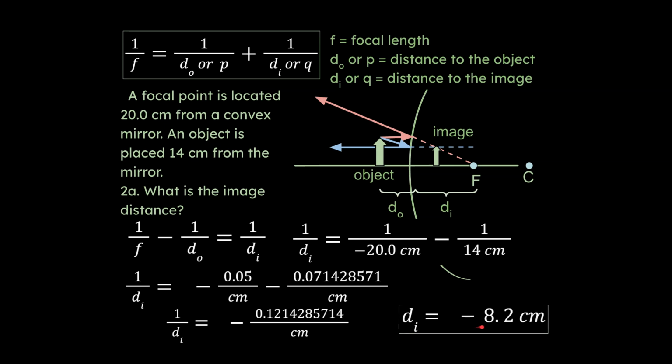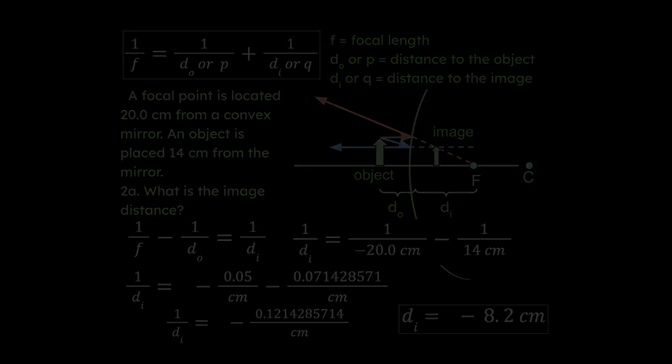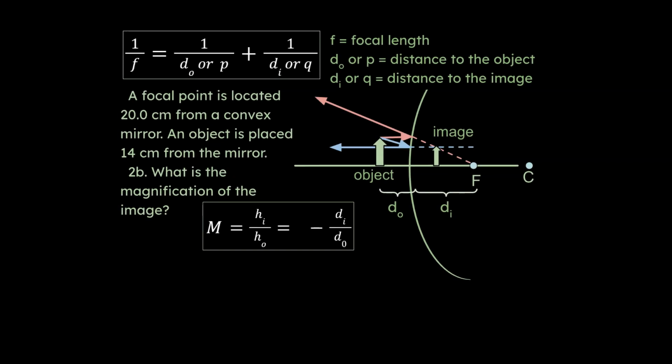Notice this is a negative answer, and what that means is it's going to be behind the mirror. So for mirrors, the image being on the front side is kind of like our default, and you can think of it as being a positive di. And if our image is behind the mirror, that's going to be treated as a negative di. So default for mirrors, we assume the image forms on the front side of the mirror. That is the opposite for lenses. For lenses, we assume that the default, so to speak, is going to be on the back side of the lens.